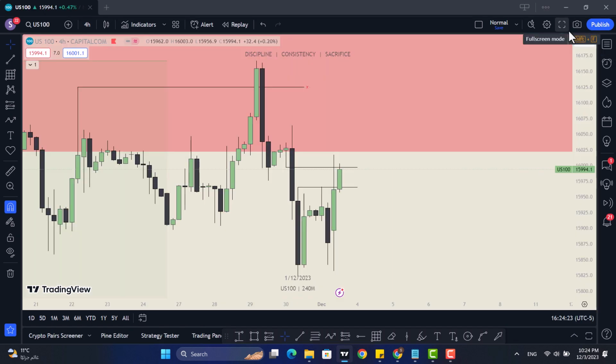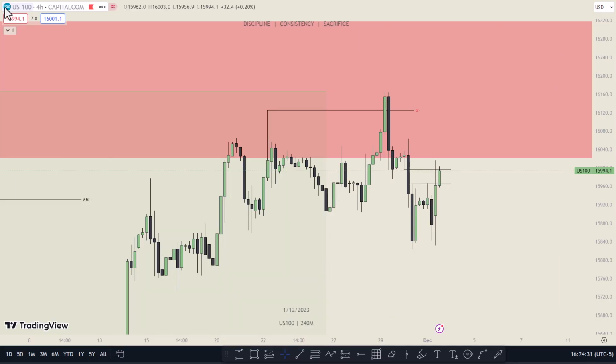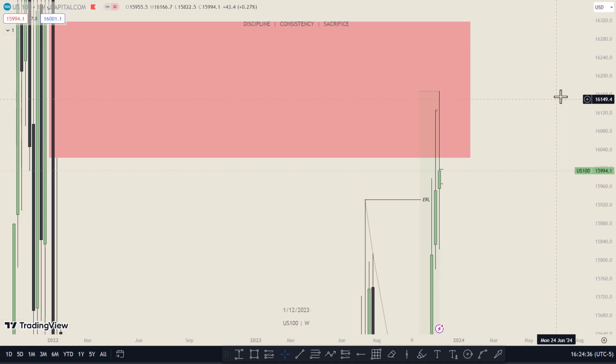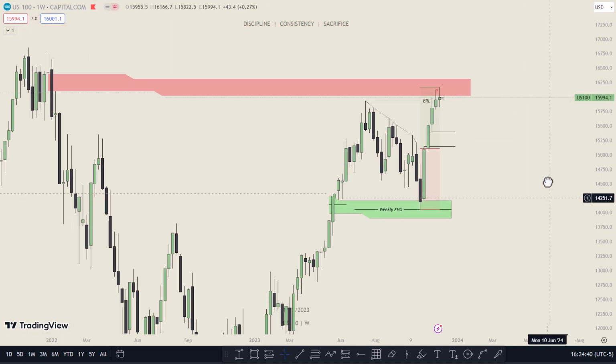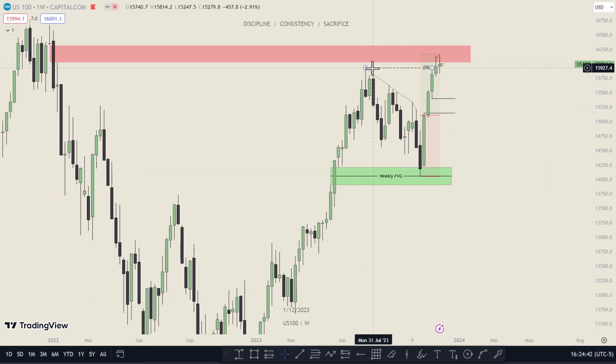This video is getting longer. I apologize. So on the US 100, if we go to the weekly time frame, as you can see, we have an expansion, right? After the expansion and taking external liquidity, what is the next target? Internal range liquidity to this fair value gap. And I have called this move right here.